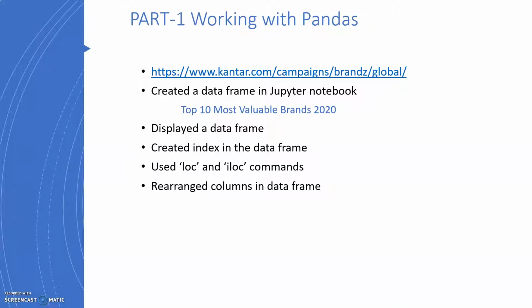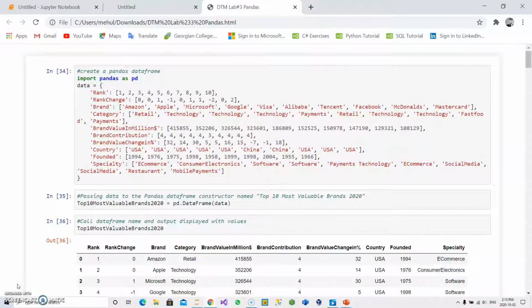So first of all, in working with pandas, I try to bring a data set with the help of data or report created by Brands Global in the year 2020. With the help of this, I have created a data frame in Jupyter Notebook called Top 10 Most Valuable Brands of 2020. After that, I have also created some functions like display the data frame, create index in the data frame, use loc and iloc commands, as well as rearrange columns in the data frame, which we'll see in the HTML sheet.